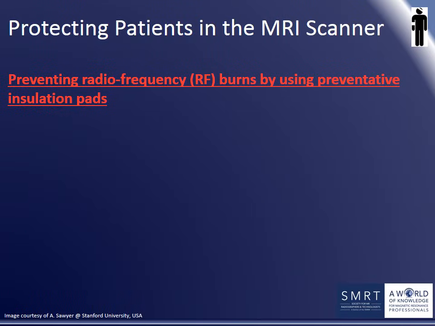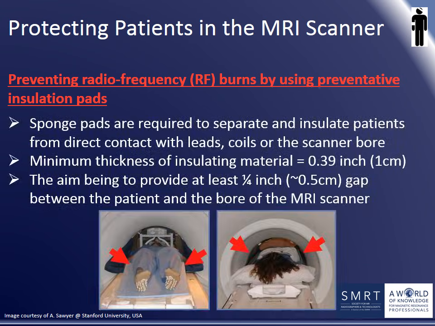Insulation pads are used to help prevent radiofrequency burns to patients in MRI. Sponge pads separate and insulate patients from direct contact with leads, coils, or the scanner bore. The minimum thickness of insulating material should be 0.39 inches, which is equivalent to 1 centimetre, so that there is at least a 1/4 inch gap between the patient and the bore of the MRI scanner.